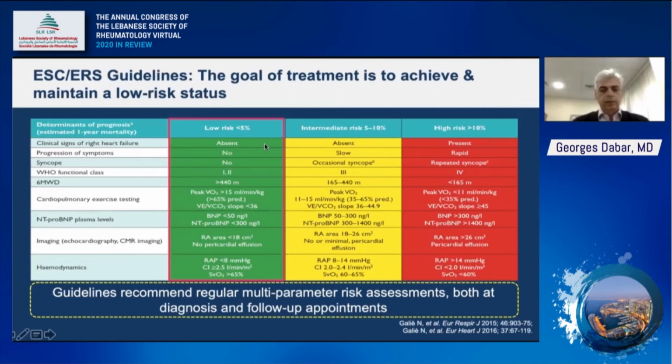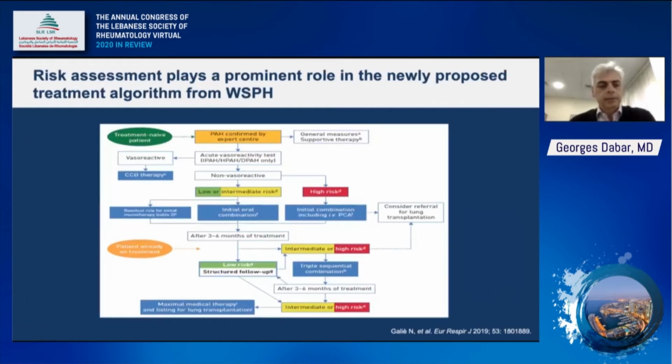And this is the risk estimate of mortality at 1 year: less than 5% for low risk, 5 to 10% for intermediate risk, and more than 10% mortality in the high risk patient. And the goal is to move from the red to the yellow to the green, or keep the patient in the green if he's in the green. And this is important because the risk assessment plays a prominent role in the newly published treatment algorithm for pulmonary hypertension.